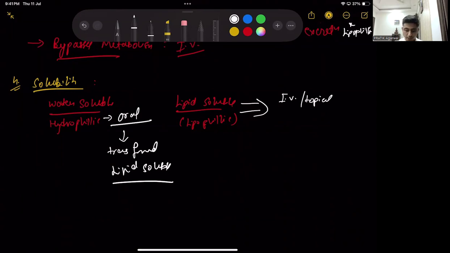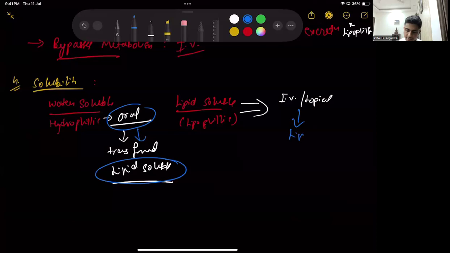Now, if we go a step ahead of this solubility thing, in this case the hydrophilic drug is converted into lipid soluble, and these are already lipid soluble. Now, the drug needs to be excreted, and lipid soluble drugs cannot be excreted.